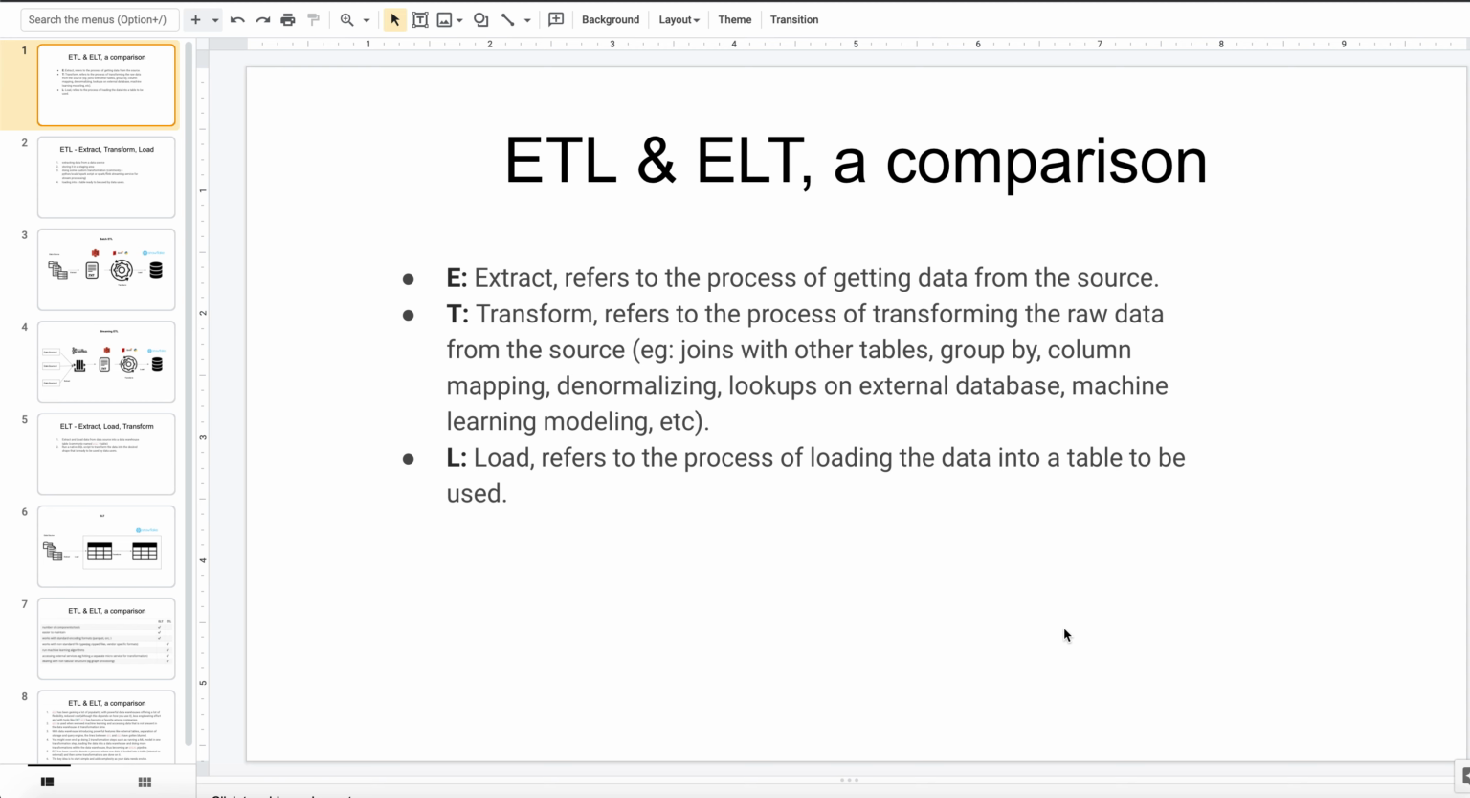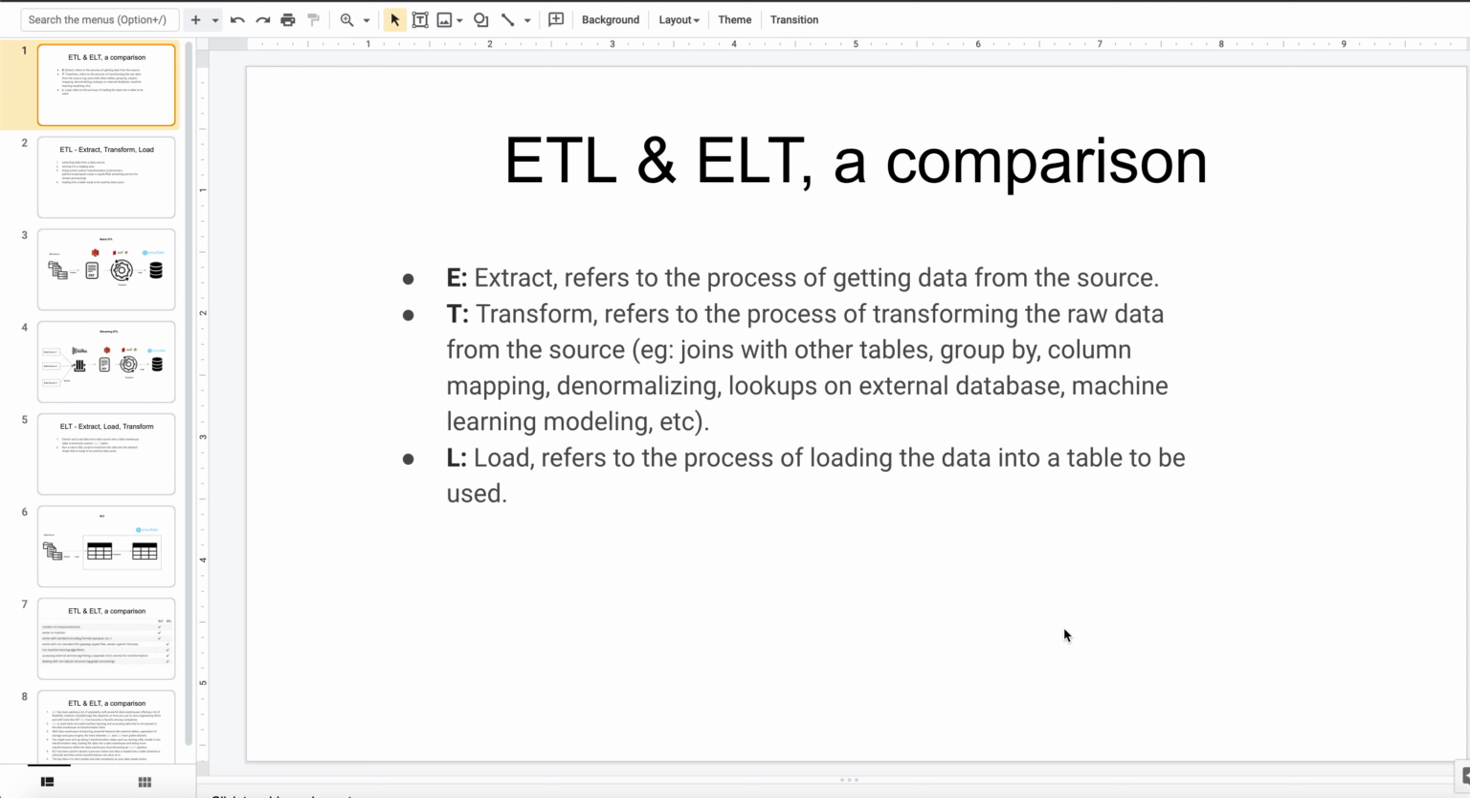First, let's define what these letters stand for. E stands for extract, which refers to the process of extracting data from the source system. And the source system could be anything. It could be an application database. It could be your data vendor's files on S3.